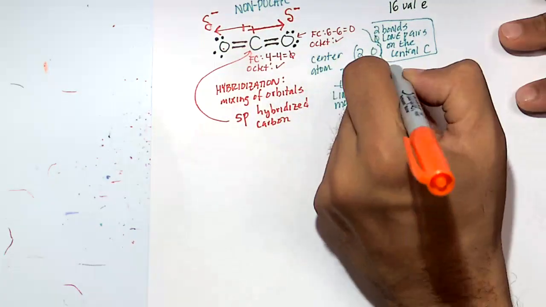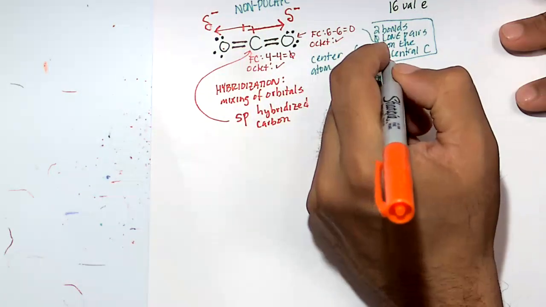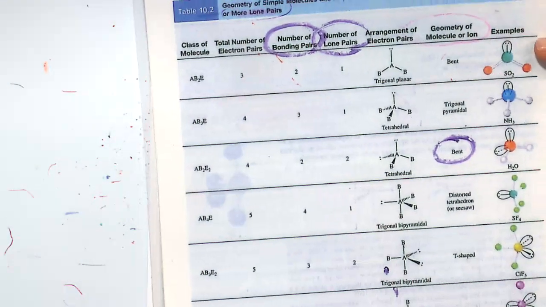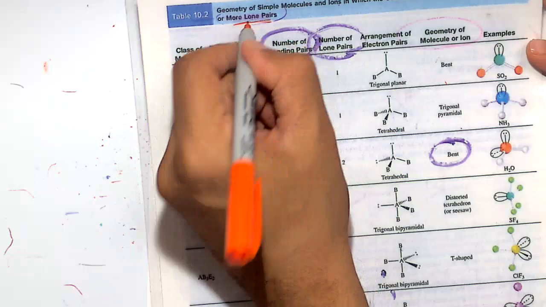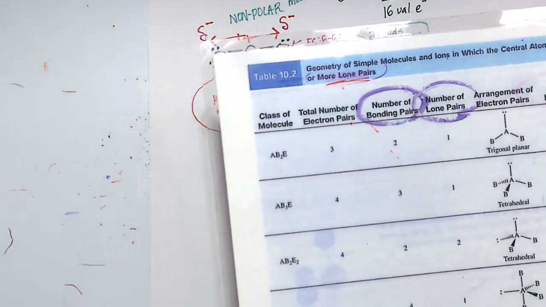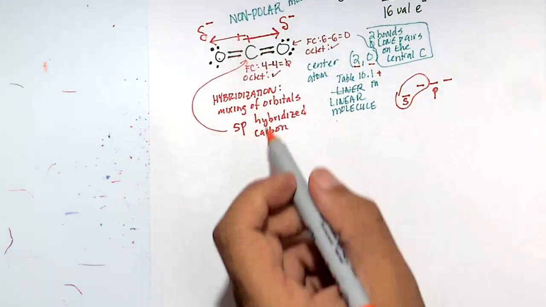Okay, so on your test, make sure you have table 10.1 and table 10.2. Okay, I got table 10.2 here. The difference between 10.1 and 10.2 is that this is dealing with lone pairs. Table 10.1 is 0 lone pairs, such as this example.